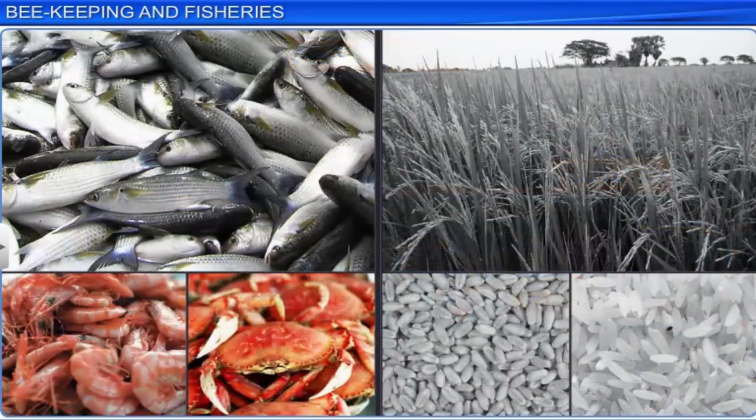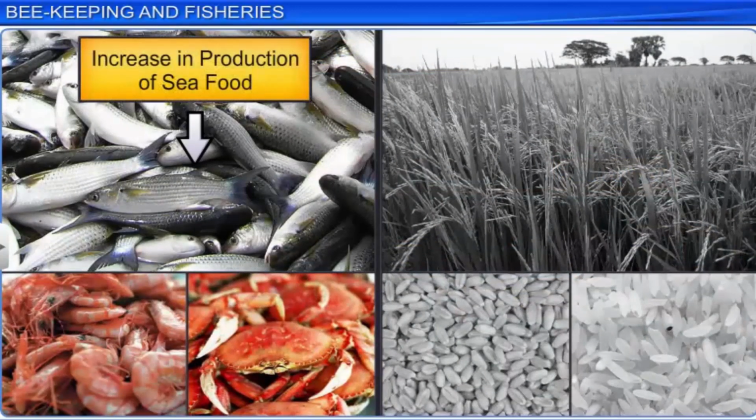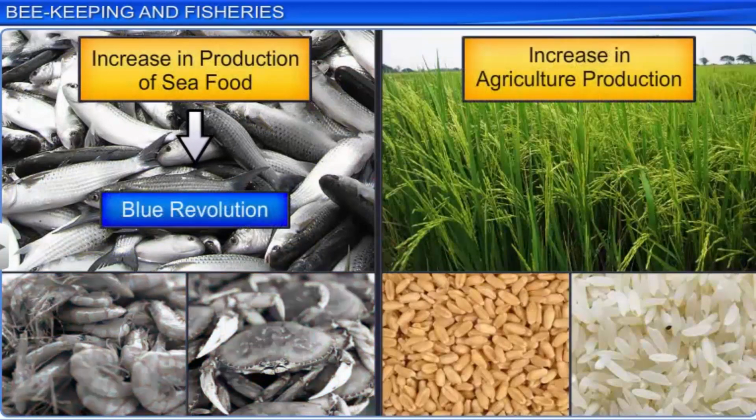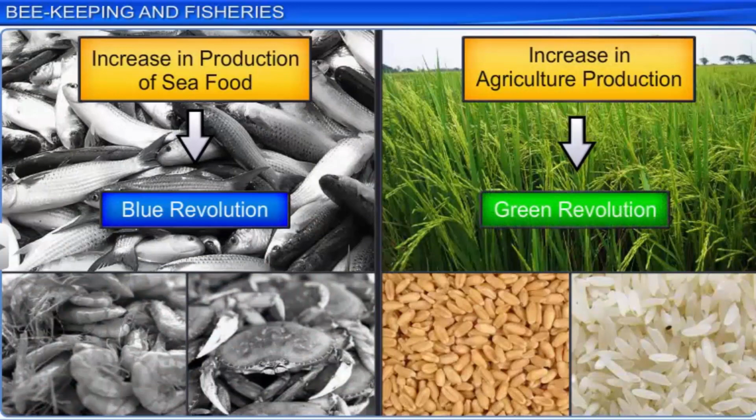This dramatic increase in seafood production was called the Blue Revolution, compared to the Green Revolution that brought about an increase in agricultural production.